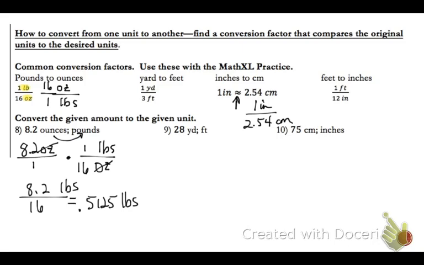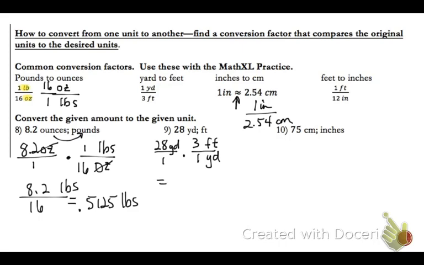Yards to feet, so we can use that same method. So I'm going to write what I have, and then I need a conversion factor that's going to introduce feet and going to divide away my yards. And then I just place the numbers. So I start with the units first and then place the numbers. So for each 1 yard, I have 3 feet.